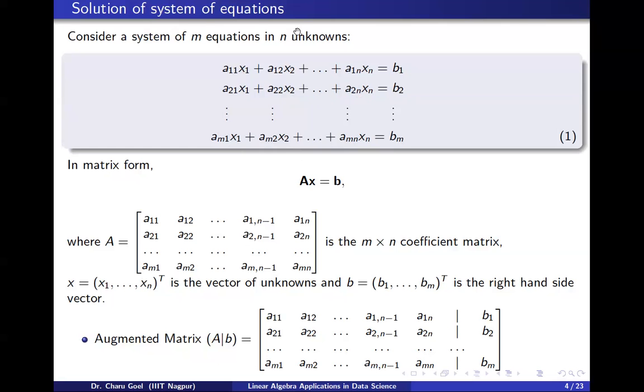So we can write this system of linear equations in a matrix form as Ax = B, where A is the coefficient matrix, all these constants aij. So A is the M cross N coefficient matrix. X is nothing but the vector of the unknowns, that is x1, x2 up to xn, and B is the right hand side vector, which is also given to us in the system. Okay, so in this system, the aij's will be given to us, b1, b2 up to bm will be given to us, and we need to find x1, x2 up to xn.